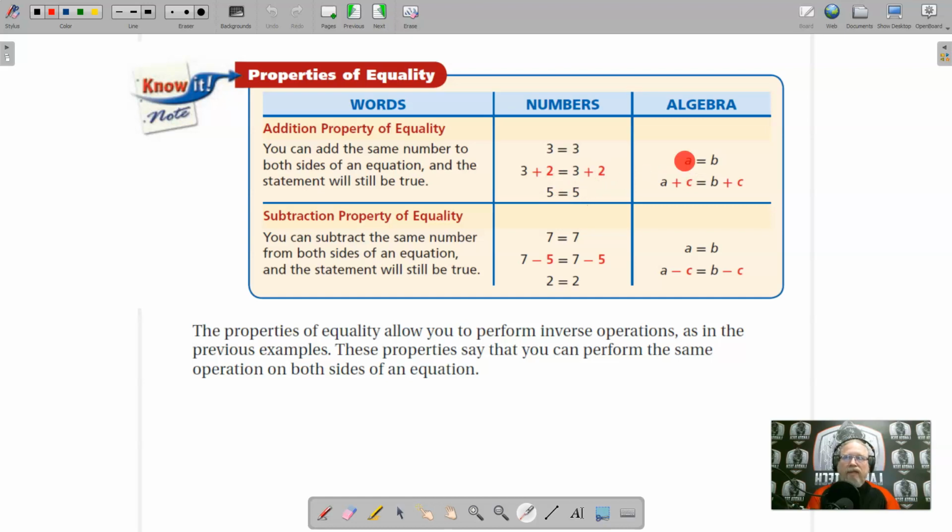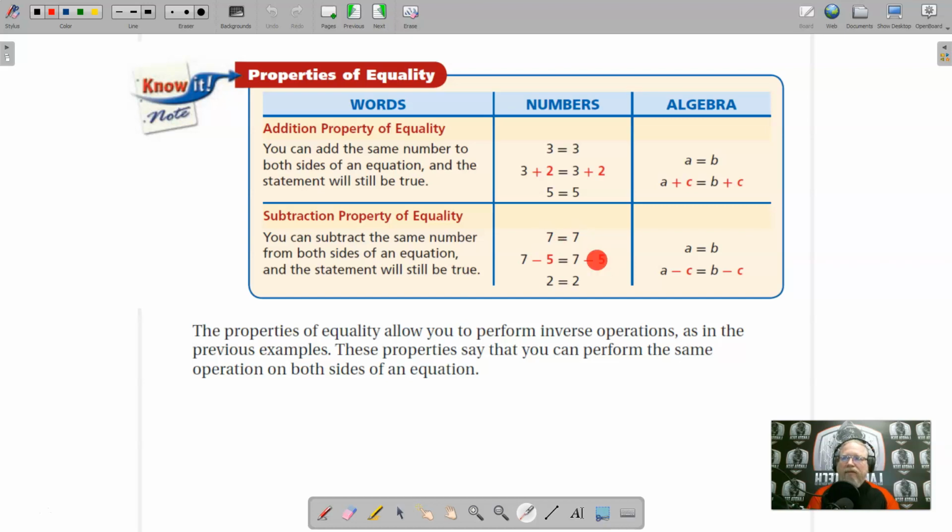In algebra, we would say that if A equals B and we add the value of C to both sides, we still have an equation there. We still have an equal statement. Subtraction property of equality. You can subtract the same number from both sides of an equation and the statement will still be true. So 7 equals 7, true statement.